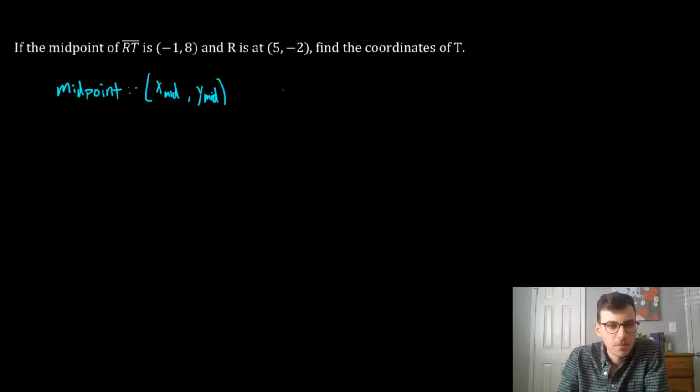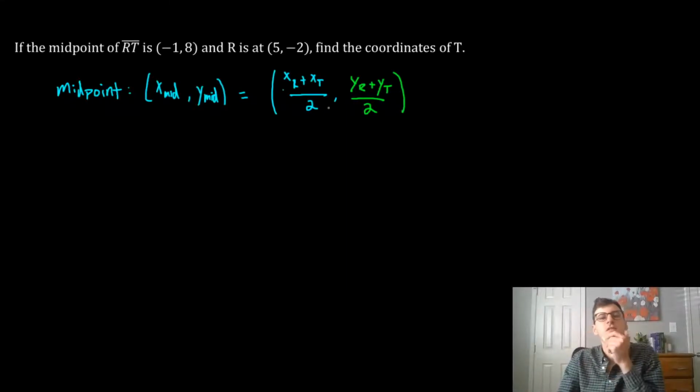And let's think about the midpoint of RT. It's made up of two different parts, right? The midpoint of RT, we have the X coordinate of R plus the X coordinate of T divided by 2. And we have the Y coordinate of R plus the Y coordinate of T divided by 2, right? And that creates my midpoint, those two pieces. So let's think, what do I have and what am I missing?